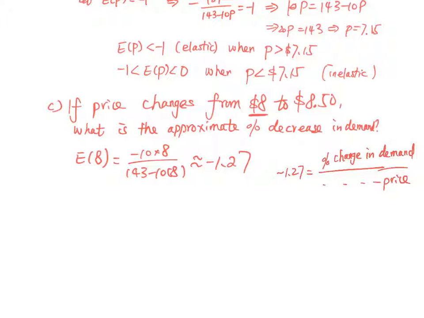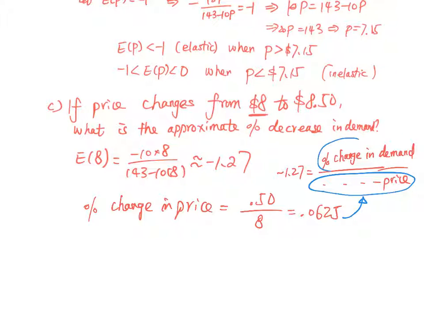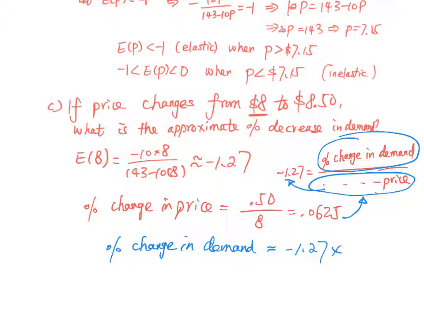So here, what's the percent change in price? It's $8 to $8.50. The change in price is 0.5 divided by 8 to get the percent change. This turns out to be 0.0625. So this part, percent change in price, is equal to that, and we need to find the percent change in demand. Therefore, percent change in demand is going to be about negative 1.27 times the percent change in price, which is 0.0625. And then you can see about 0.079375. So that's it for part C.